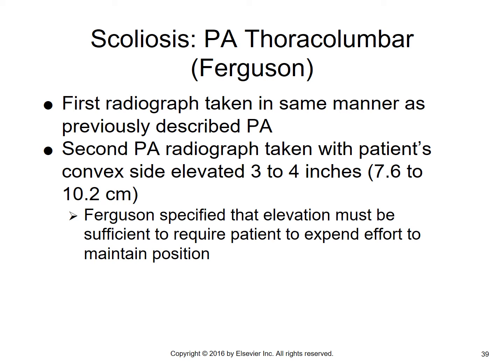For the PA thoracolumbar, the Ferguson method for scoliosis, the first radiograph is taken in the same manner as previously described. The second PA radiograph is taken with the patient's convex side elevated 3 to 4 inches. Ferguson specified the elevation must be sufficient to require the patient to expend effort to maintain the position.